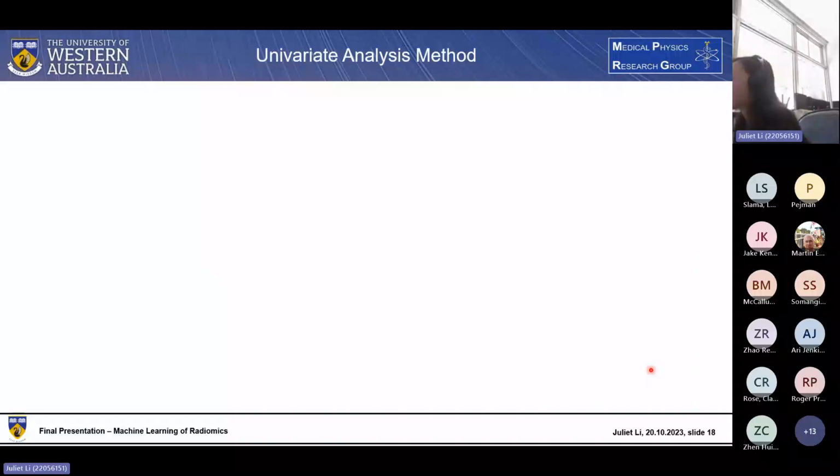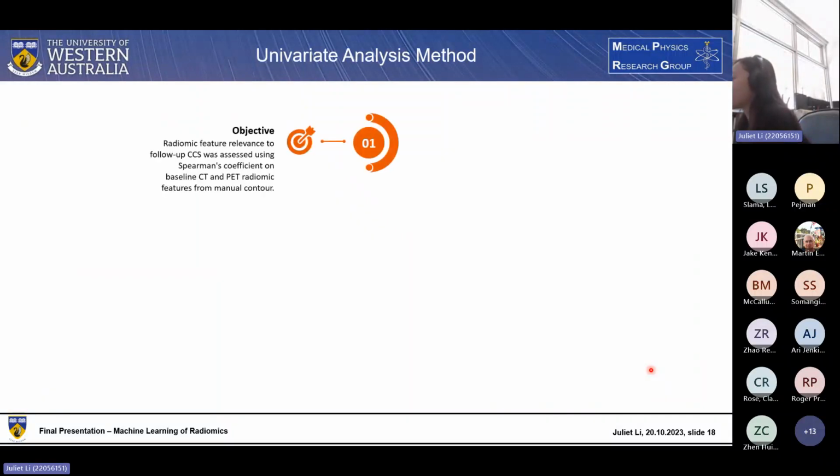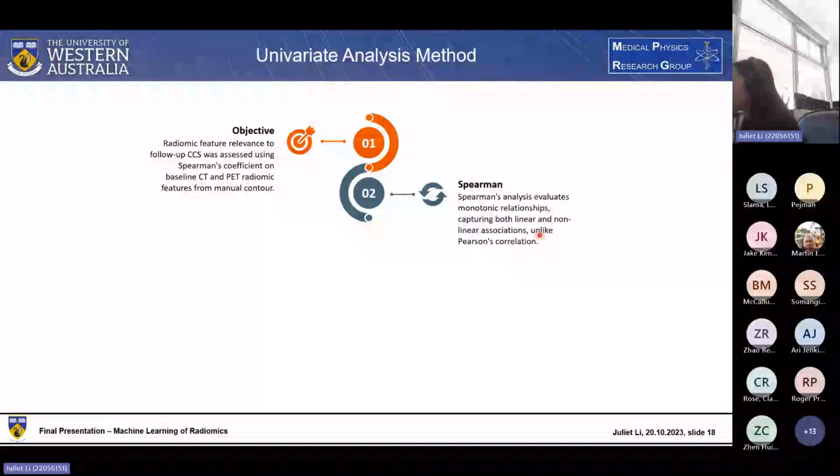We're going into the univariate analysis, the Spearman analysis. The objective is to assess the individual features' association to the follow-up calcium score using the Spearman coefficient. And we're going to use both baseline CT and PET radiomics features from the manual contour.